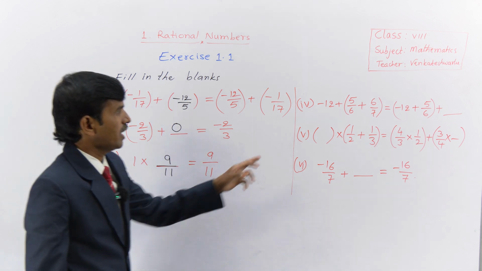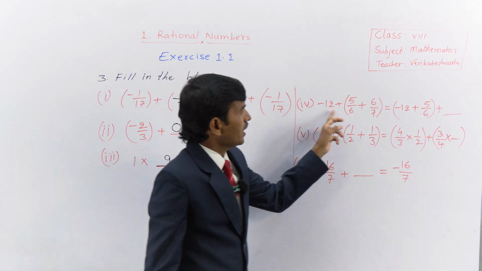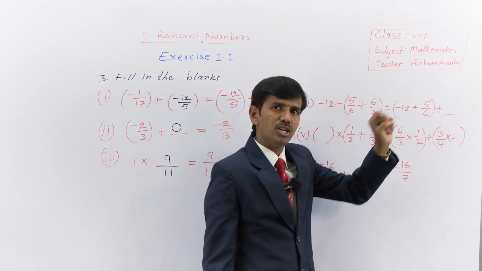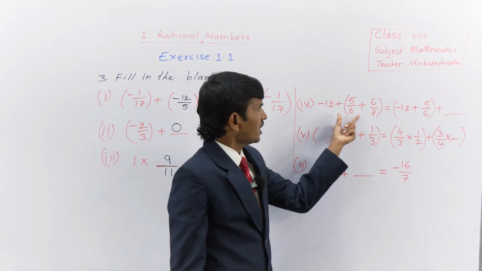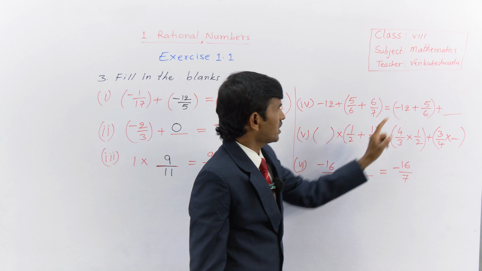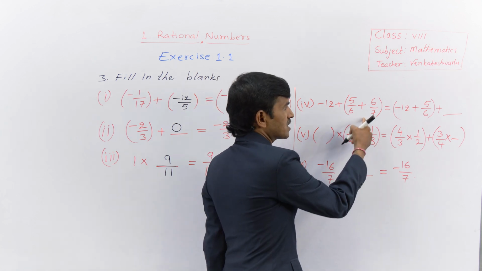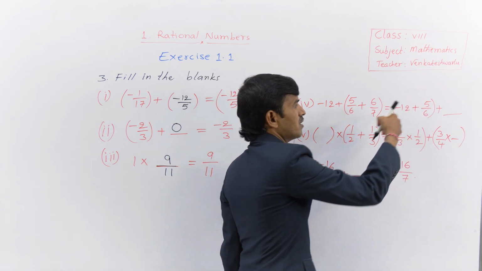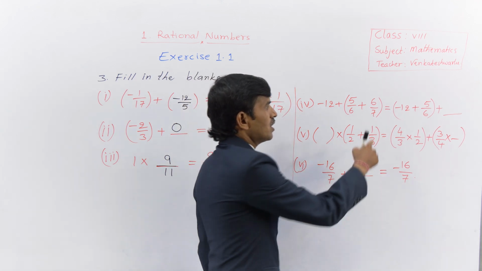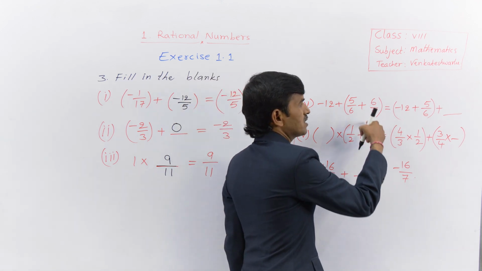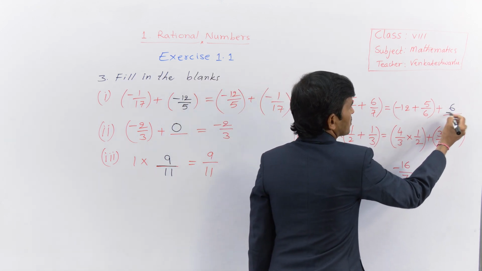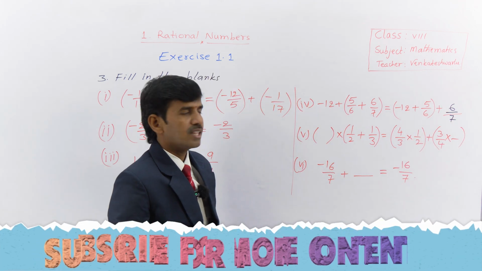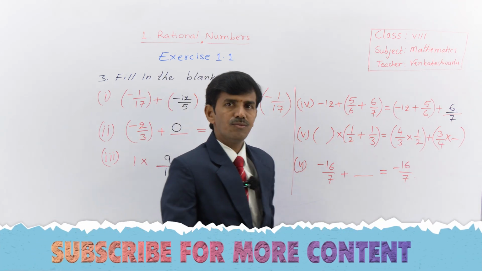Next, if you observe here, there are 3 terms in this, but on the RHS we have only 2 terms. What are the terms that exist here? Minus 12, same as repeated, whereas here 5 by 6 is associated with 6 by 7. In this case, 5 by 6 is associated with minus 12. So what is the term left in this? 6 by 7 in the RHS. So in this blank, we need to write 6 by 7. By that, the associative property is fulfilled.